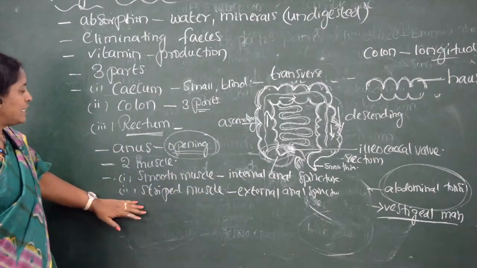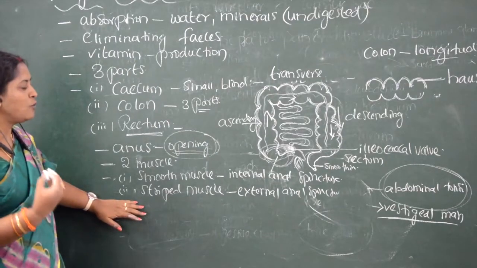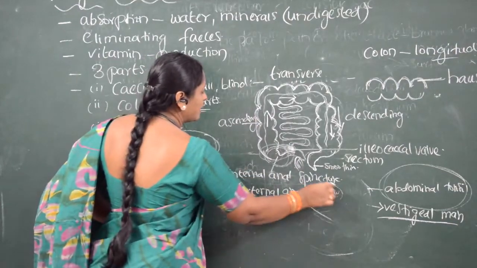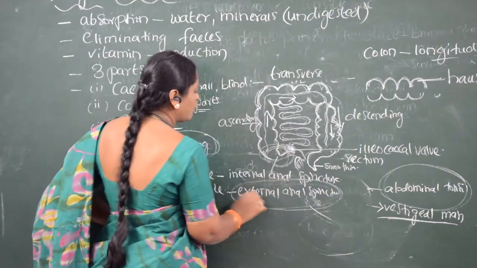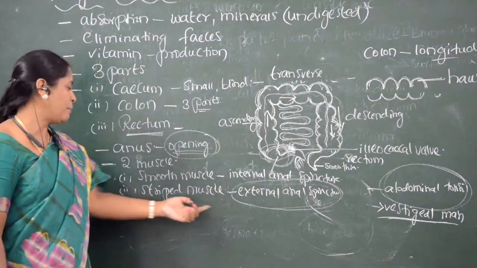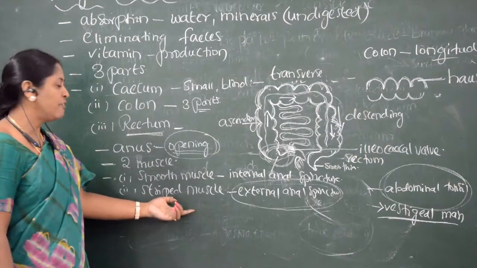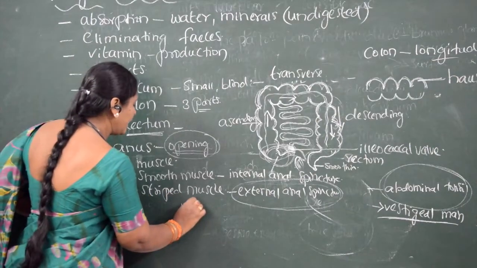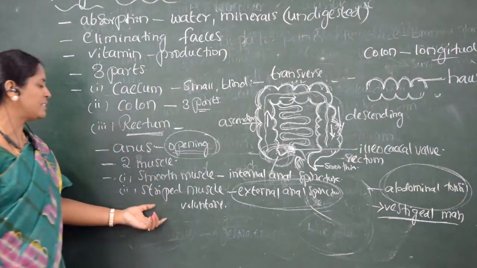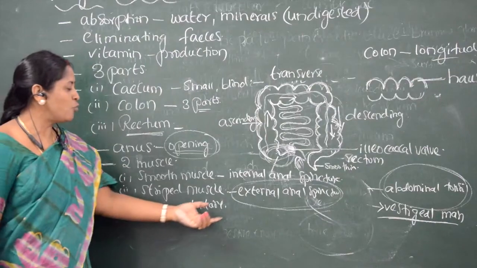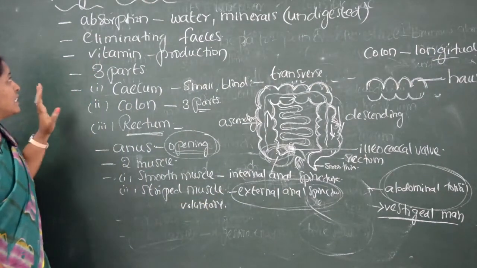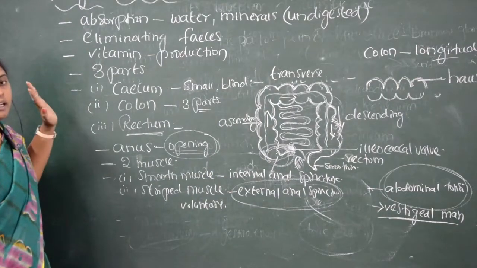The last part, the internal sphincter, again opens out through the external anal sphincter. This external anal sphincter is made up of striped muscles, which are voluntary. That is, the striped muscles are voluntary, and they open out through the external anal sphincter. So these are the parts of the large intestine.